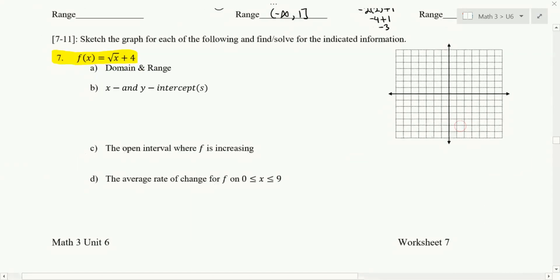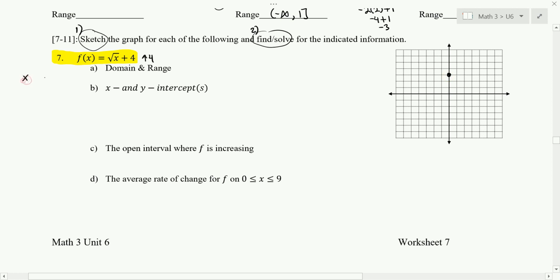Next, let's take a look at number 7. Here we're asked to sketch the graph for each of the following and find or solve for the indicated information. So first, let's sketch, and then second we'll go through A through D. So in our sketch, the parent graph starts at 0, 0, but this is translated up 4 units. So 0, 4 is our starting point.